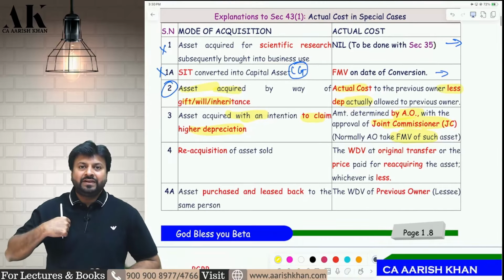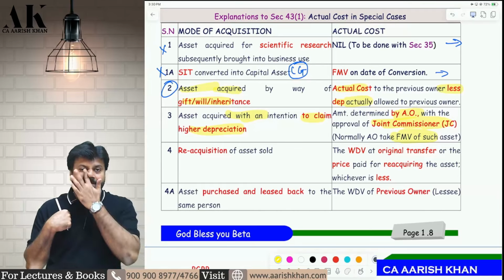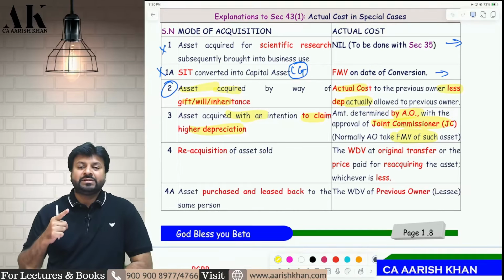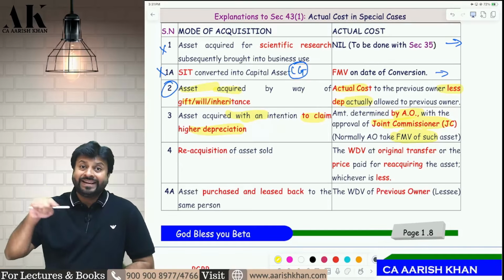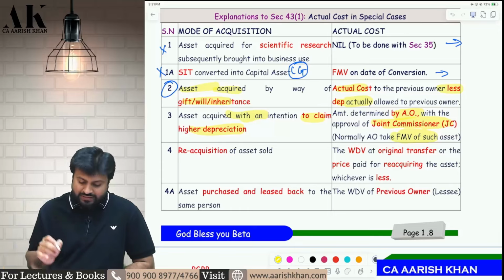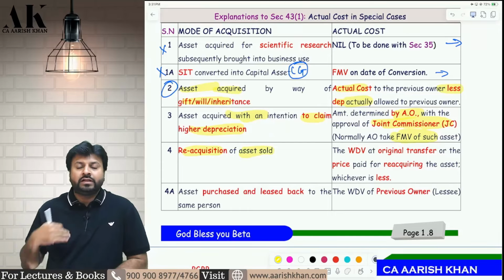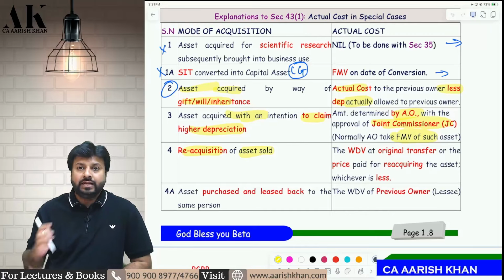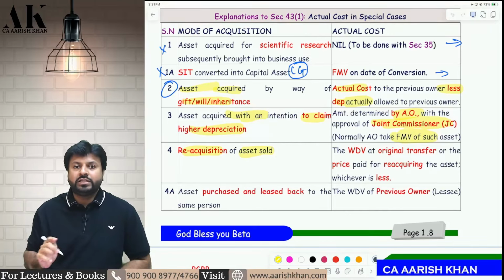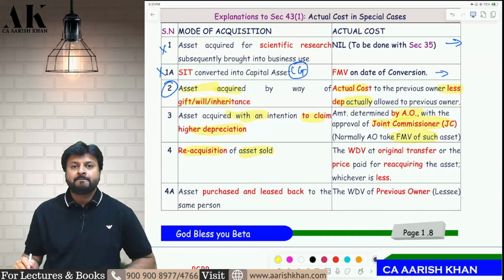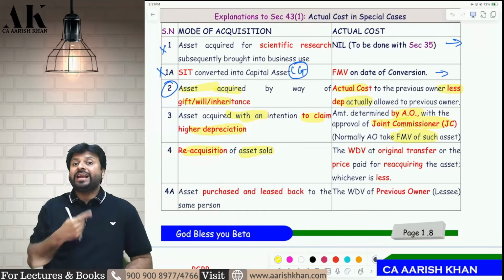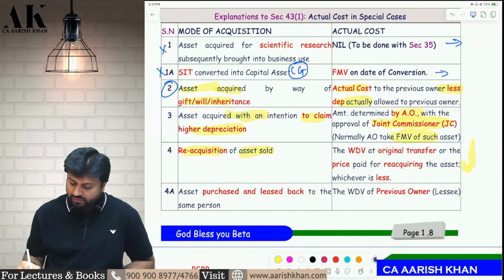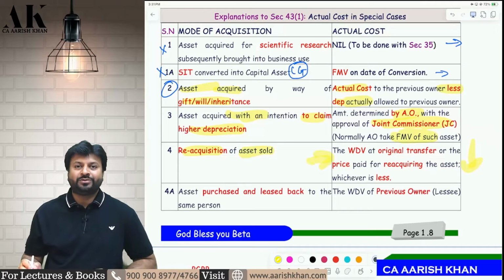Third, I am Mr. A, I sell my asset to Mr. B, Mr. B sells to Mr. C, Mr. C sells to Mr. D, and then I am again reacquiring from Mr. D. Then what is the actual cost in case of reacquisition of assets sold? Once sold and then again taken back, it is the WDV at the time of original transfer. Original transfer means when I sold to Mr. B. At that time, what was the WDV? Compare that with the purchase price when I reacquired the asset. Whichever is lower will become my actual cost. I hope it is clear to all of you.